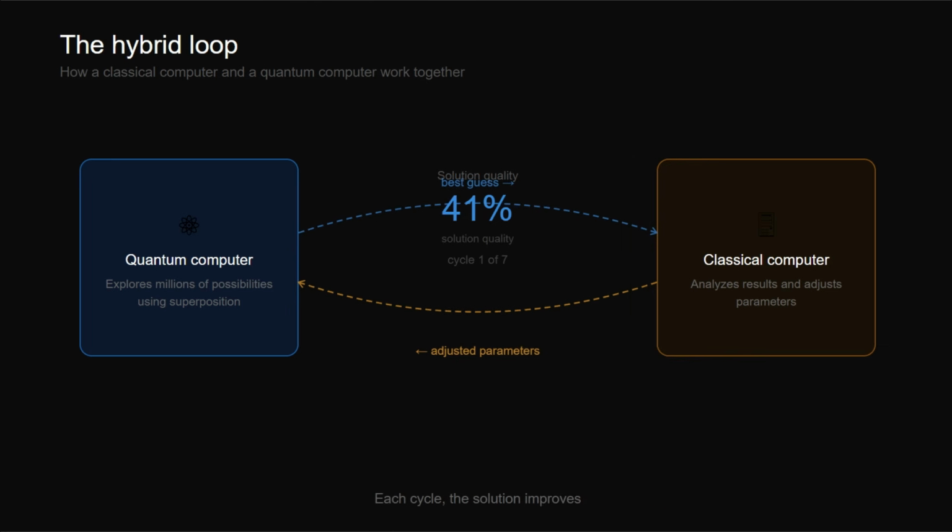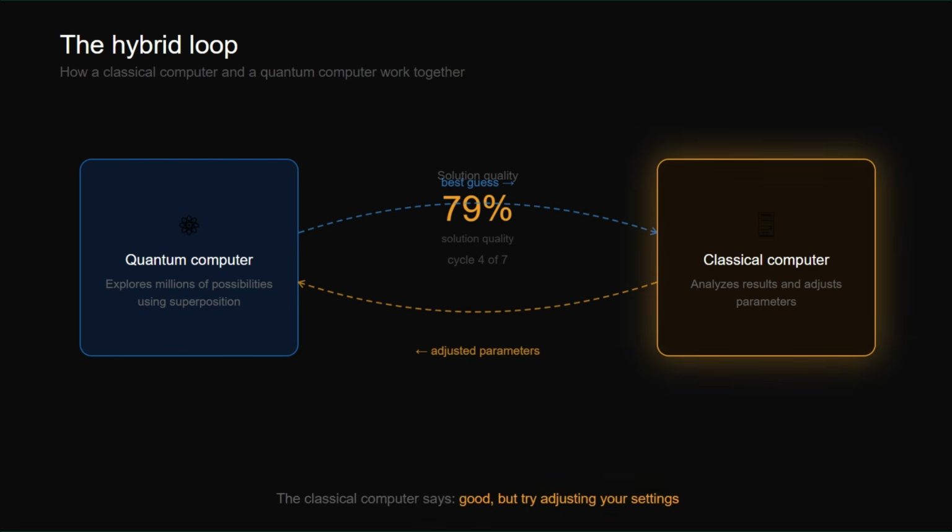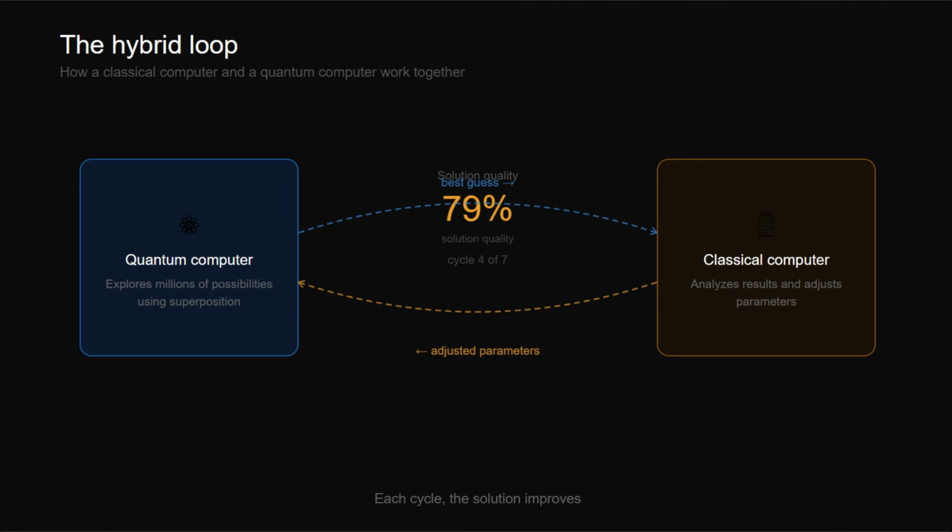This conversation between the two types of computers, it's a pretty slick process. You can think of it as a feedback loop. The quantum computer acts like an explorer. It uses superposition to check a huge number of paths at the same time. After each attempt, it measures the result and sends its best guess over to the classical computer. The classical computer then acts like a guide. It looks at the result and says, okay, this was pretty good, but try changing your settings just like this and go again. They repeat this little dance over and over.